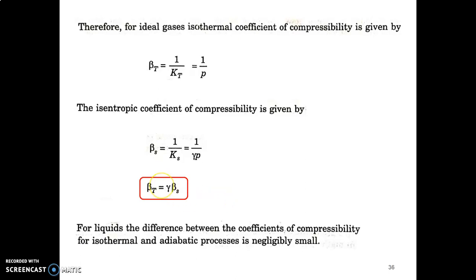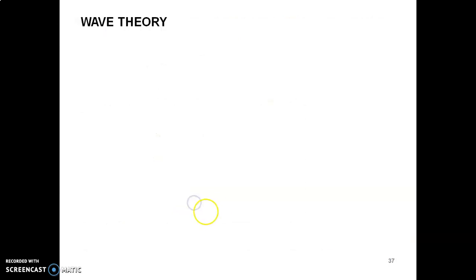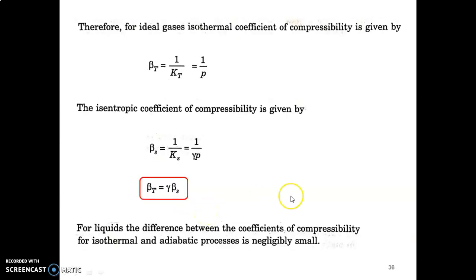Now as a statement, consider this. For liquids, the difference between the coefficient of compressibility for isothermal and adiabatic processes is negligibly small. That means the beta values for isothermal and adiabatic processes are very similar. Their difference is very small because they are approximately considered the same in the case of liquids, which are incompressible. Only in the case of compressible fluids will those values differ, and the difference will be very large.